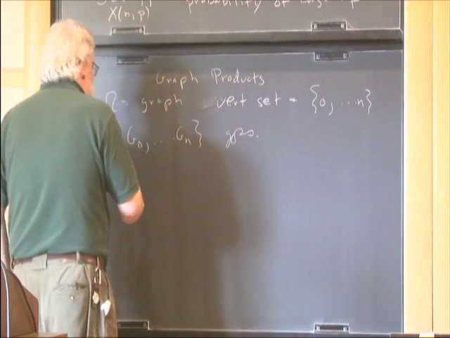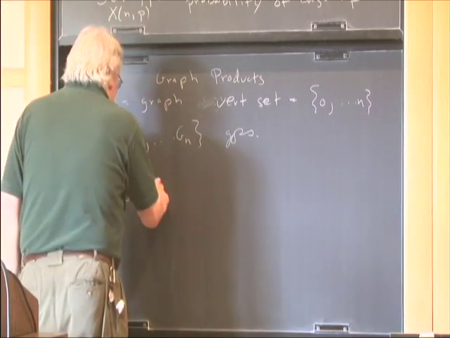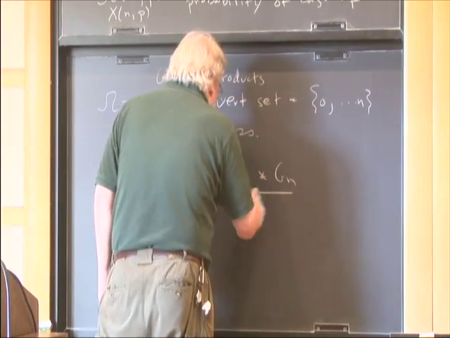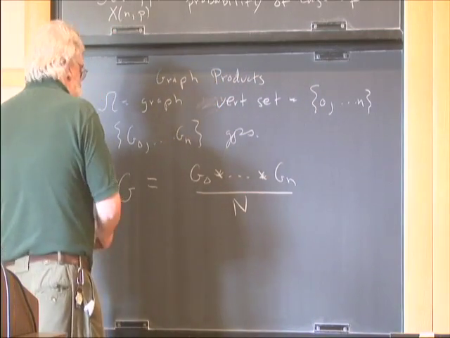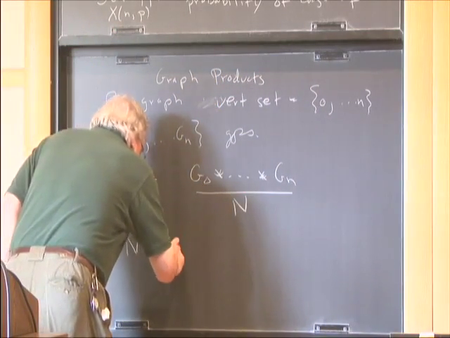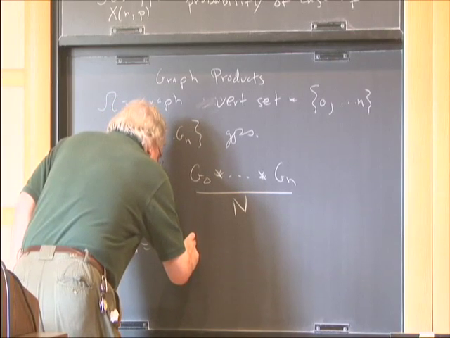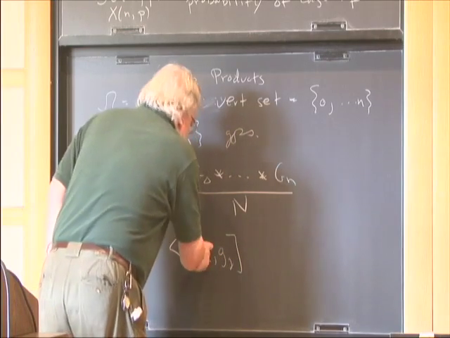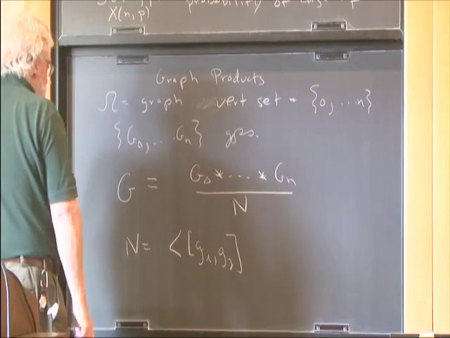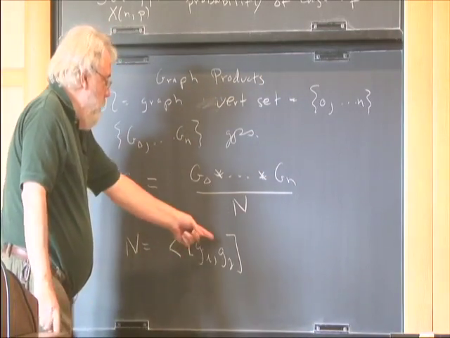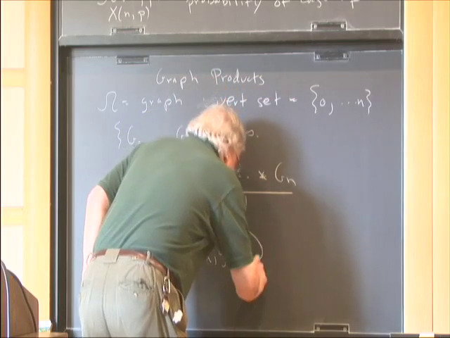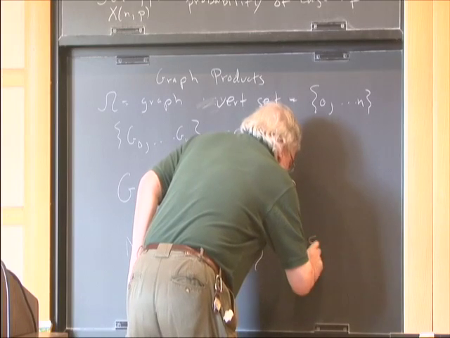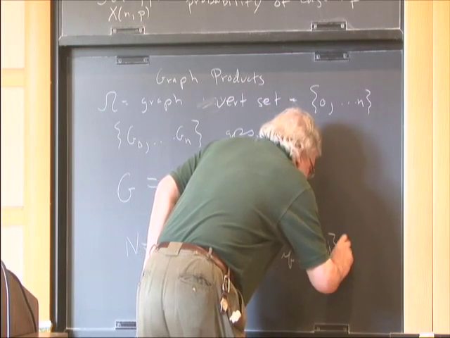Then the graph product, which I'll call G, is you take the free product of these and you divide by the normal subgroup generated by commutators, normally generated by commutators of the form, say, g_i and g_j. So an element in G sub i and an element in G sub j, you make them commute if and only if ij is an edge.